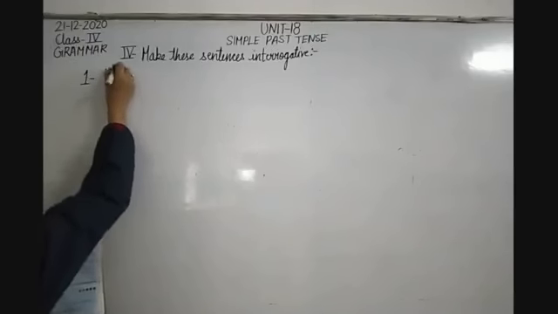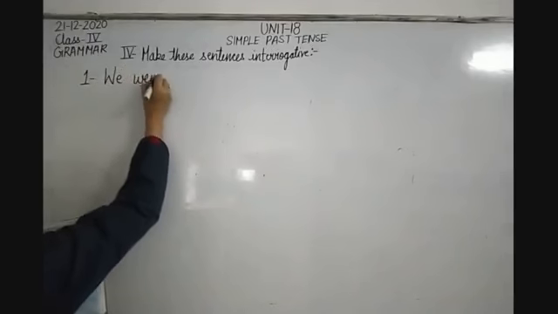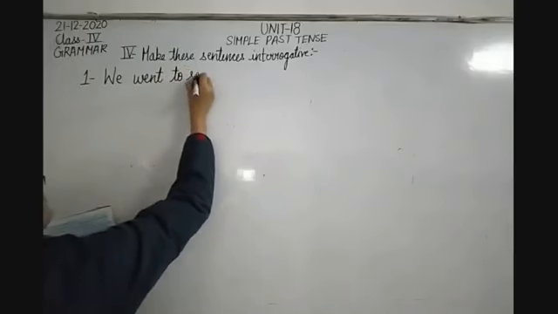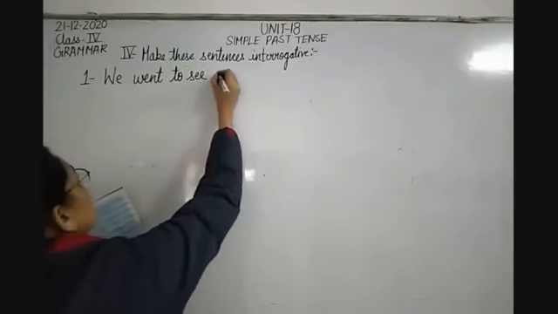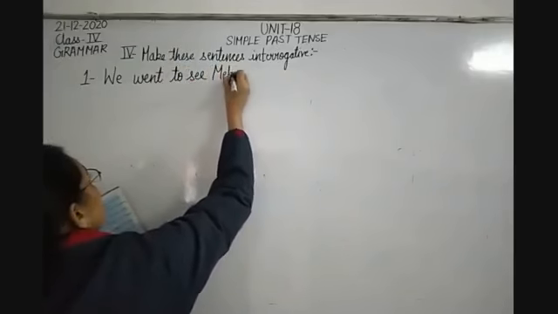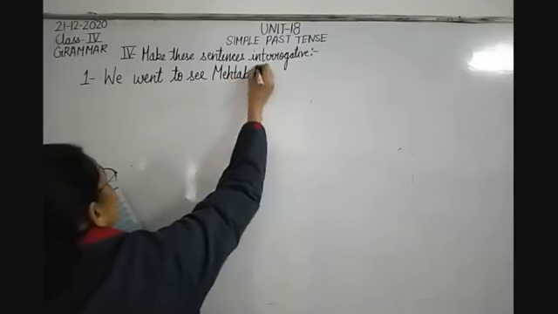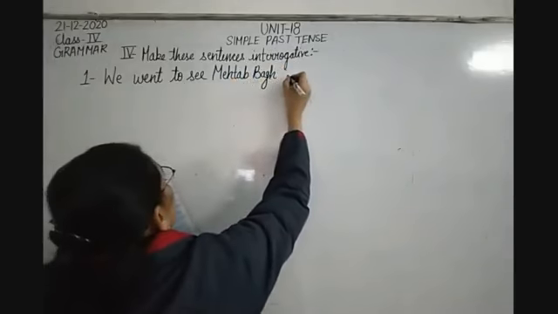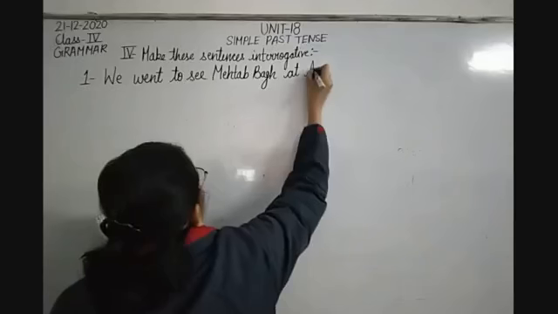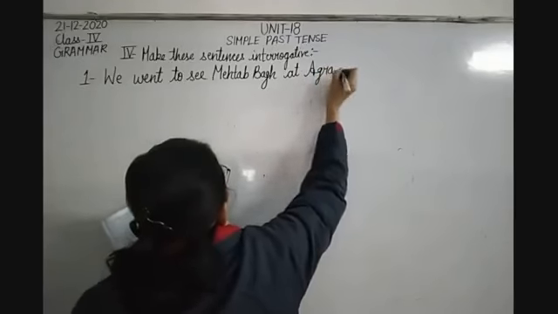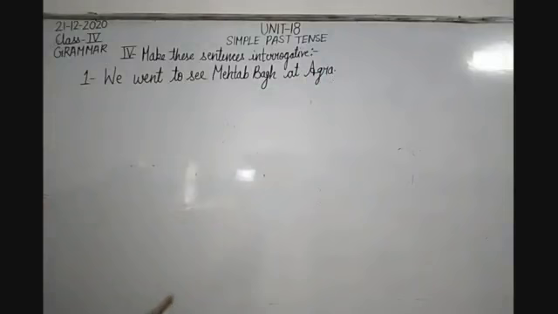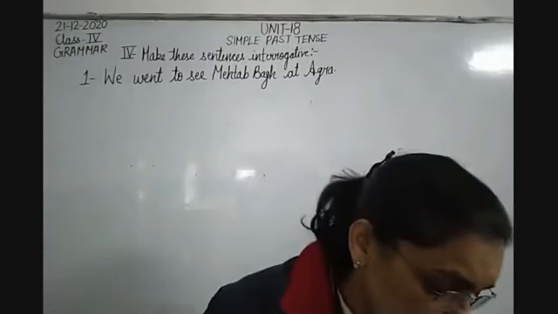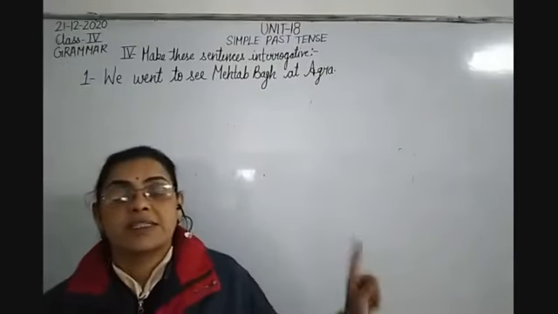Now the first one is: We went to see Mehtab Bagh at Agra. This is the sentence. Now we need to frame the interrogative sentence for this sentence.